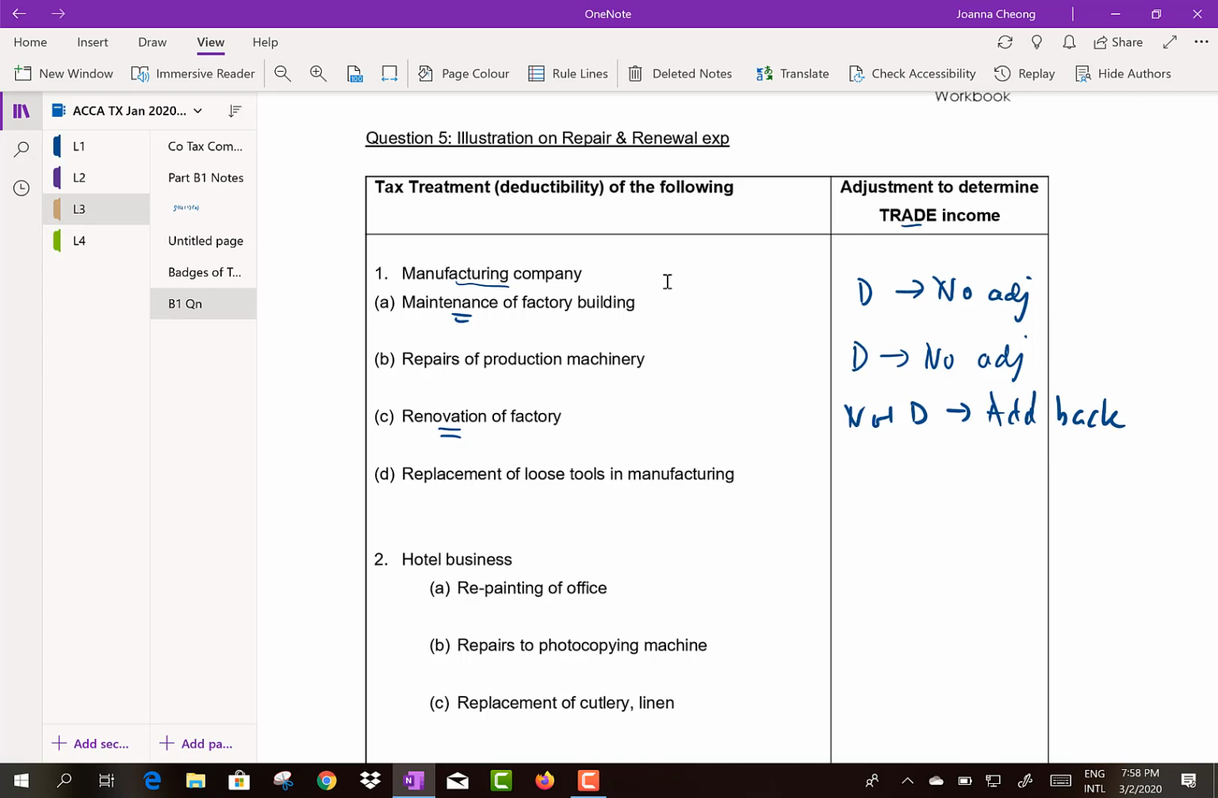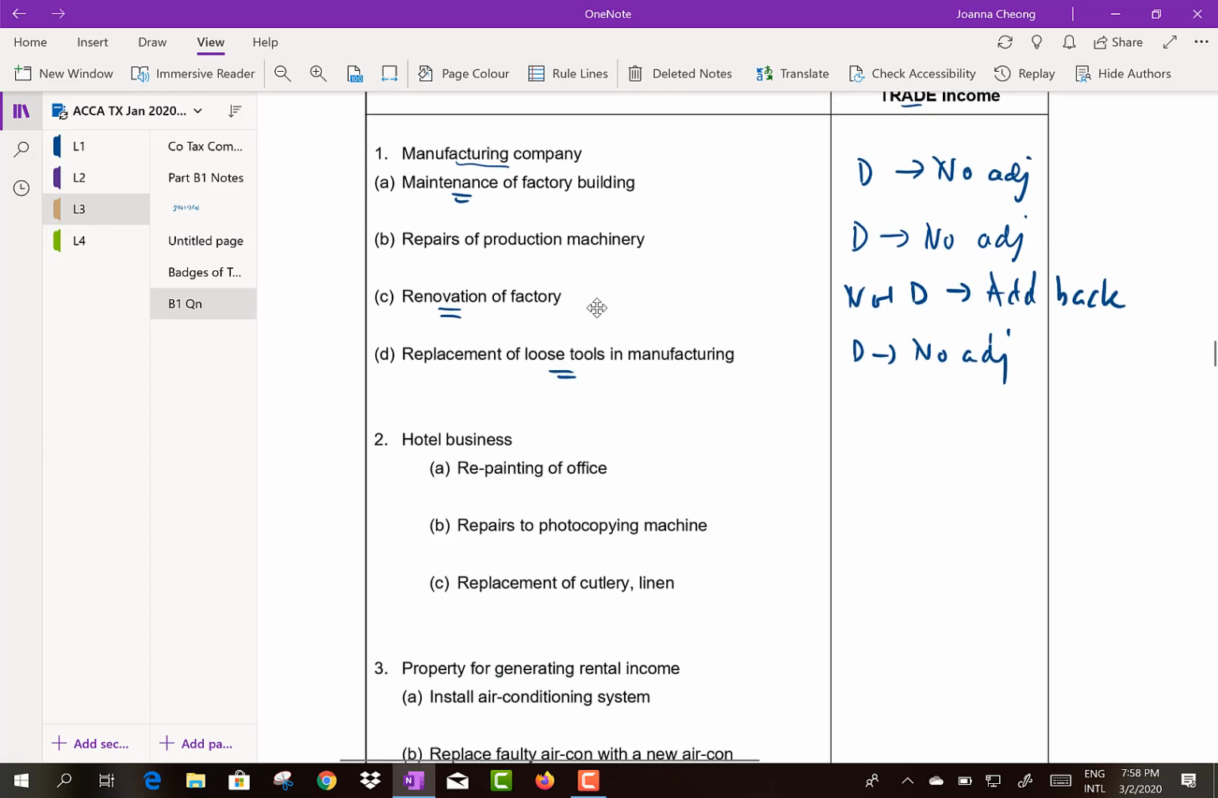Okay, replacement of loose tools. Yes, because short lifespan. Okay. Except short lifespan. Okay, now let us imagine that you are in a hotel industry.